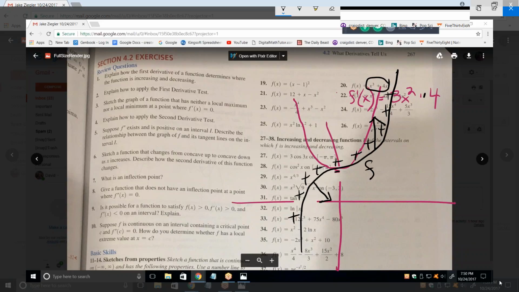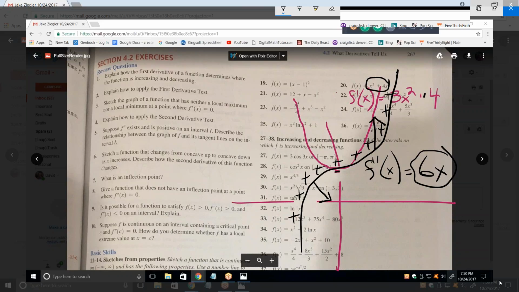Well, let's figure out what the second derivative is. 6x. Perfect. When x is negative, it's down. When x is positive, it's up. So the curve that I have drawn fits everything.